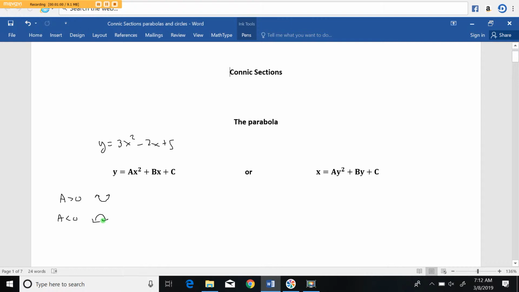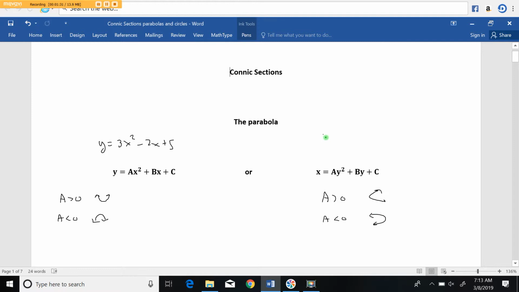Parabolas can also open left or right. When they are of this form, x equals ay squared plus by plus c, then they open horizontally. You can tell which way they open by looking at the a value in front of the y squared. If this value is positive, greater than 0, then the parabola will open to the right, something like this. If this value is negative, then it will open to the left.